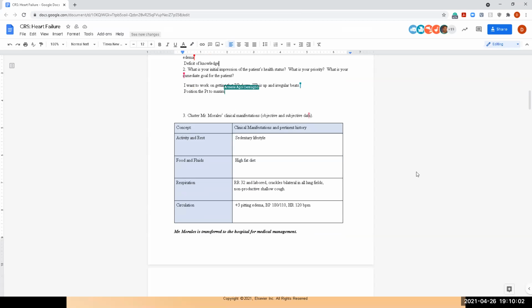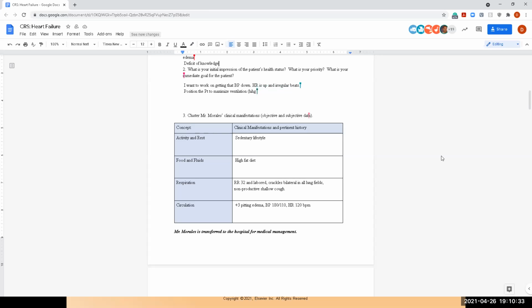Then over here, we talked about clustering his clinical manifestations. And mind you, I looked at this and thought, I know that's not really what concepts we're calling them from Giddens, but you get the idea, right? So activity, his sedentary lifestyle, the foods and fluids, his high fat diet, probably a high salt diet is going on also.